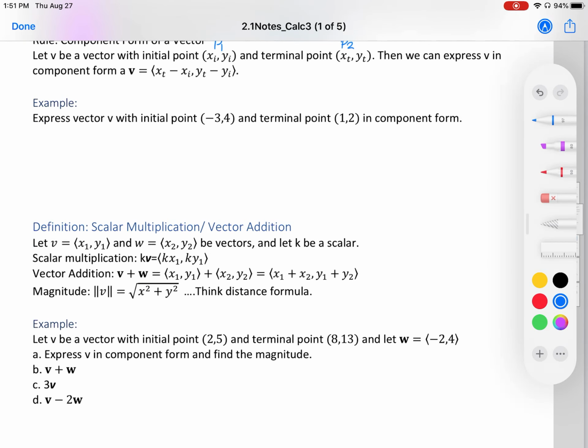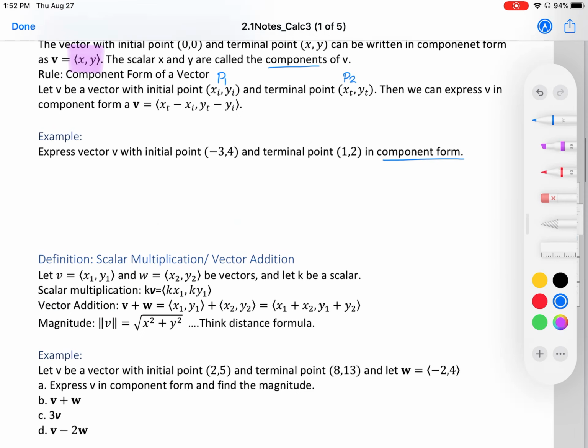Example: express the vector v with initial point (-3, 4) and terminal point (1, 2). All right, we want this in component form. So we want a vector that starts at (0, 0) and ends at another new point. We do not know what this new point will be. So to do so, we're going to have to subtract these two points. We have a starting point and an end point. Let's go ahead and subtract. So let's take our x's to find our vector.